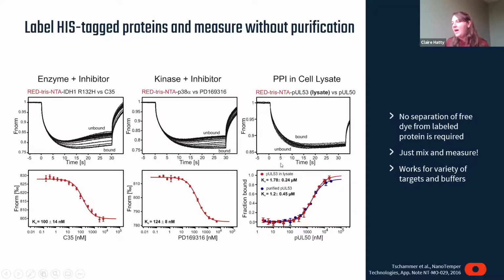So in this case, we have the PUL53 labeled in lysate, and again, purified PUL50 titrated. So we can see that we get a very comparable interaction for that as well. So 1.78 micromolar for that interaction. So we could do the interaction both ways, either in lysate or with the purified components. So that just gives you an overview of a few different types of interactions and how to use the his tag labeling, but I'm also going to go into a bit more detail about other types of interactions as well.